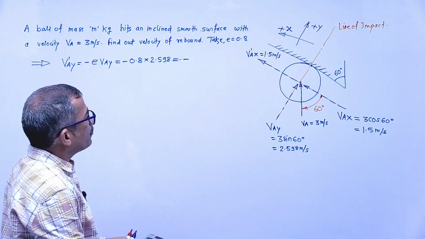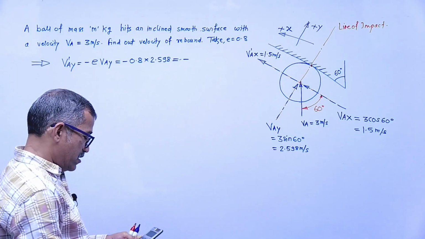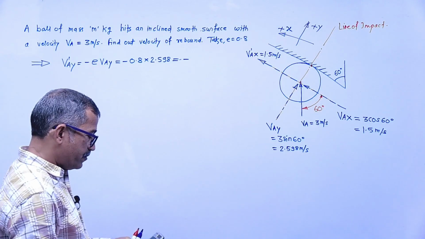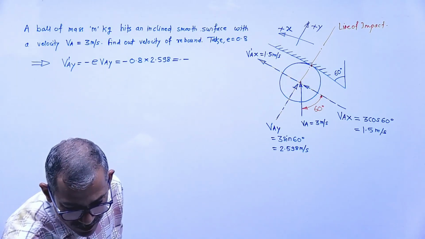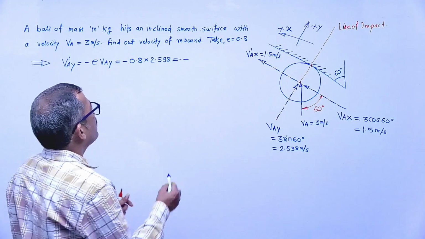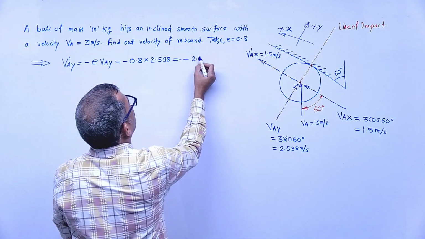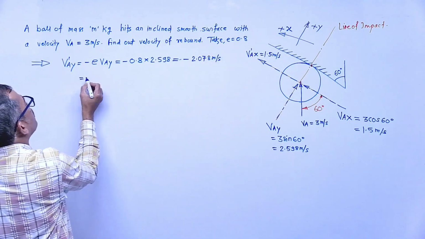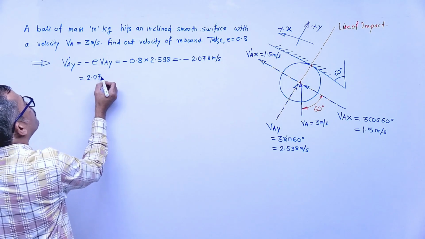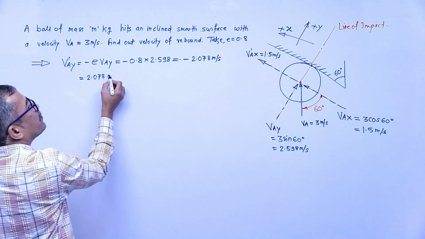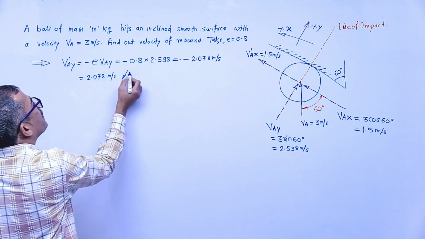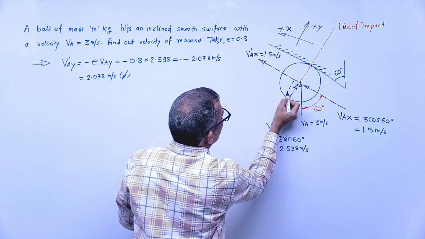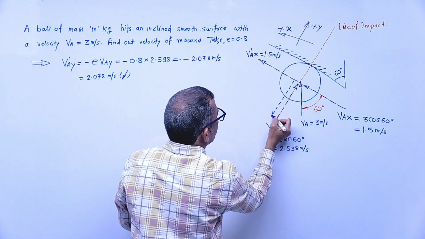How much are you getting? 2.598 into 0.8. How much? I am getting 2.078 meters per second, which means the direction is opposite to the positive y-axis. Here, how will we represent it? I represent it like this. This is the direction of velocity, and this one is Va dash y.